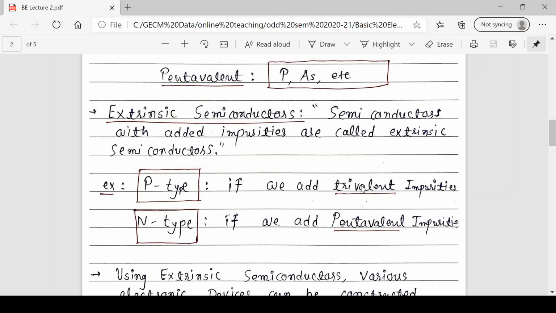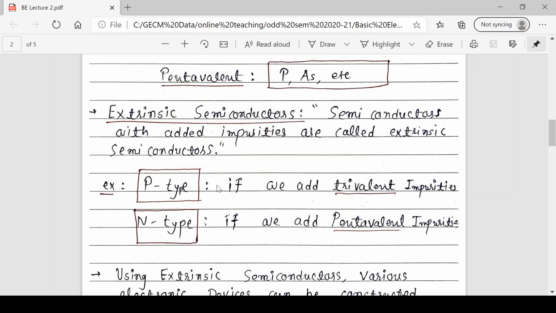So a hole is not a physical thing, but it is a concept. That means the absence of an electron is called a hole. It is supposed to have positive charge because it is a lack of electron. So if we add trivalent impurities to pure semiconductors, we generate plenty of holes which are supposed to have positive charge. That resultant material is called p-type semiconductor or positive type semiconductor, in which holes will be in majority and electrons will be in minority.